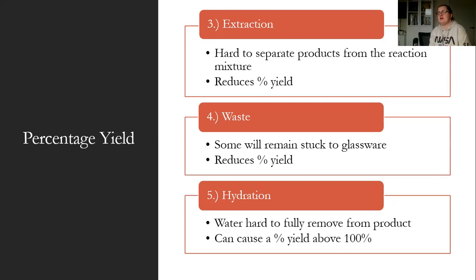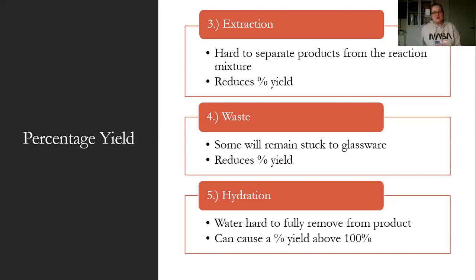Using the idea even of extraction, the different ways that you may need to extract your product, you might actually be able to extract it 100%, but because you're transferring it from one piece of equipment to another, you're going to lose product there. It's going to stick to your glassware. You can't get 100% of your product off your glassware. If you were, you would have to use often different substances to help you get it off the glassware, and that will then render your product not pure and not usable. So again, that would reduce your yield.